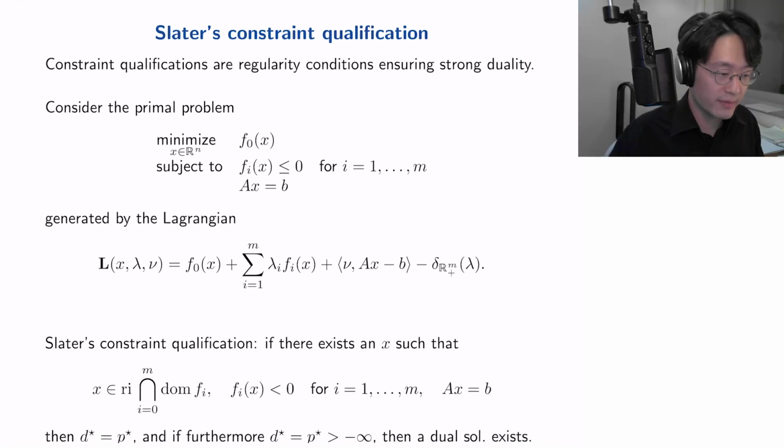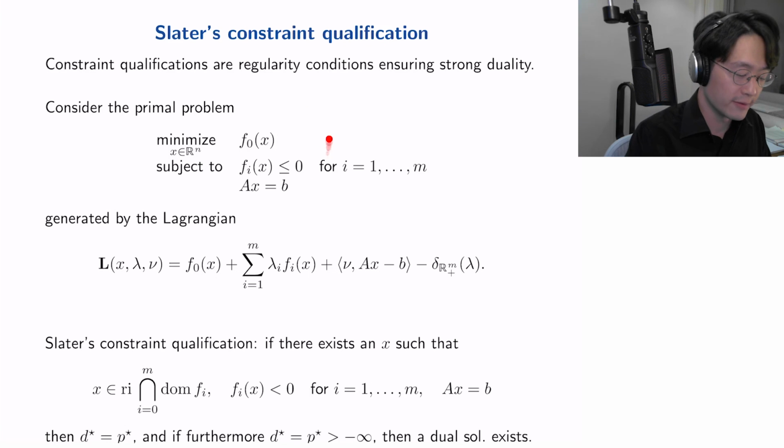Okay, next we have Slater's constraint qualification. Again, constraint qualifications are regularity conditions that ensure strong duality. Let's consider a primal problem of this form: we minimize the function f0(x) subject to fi(x) less than or equal to 0 and Ax equal to b. And this primal problem is generated by this particular Lagrangian.